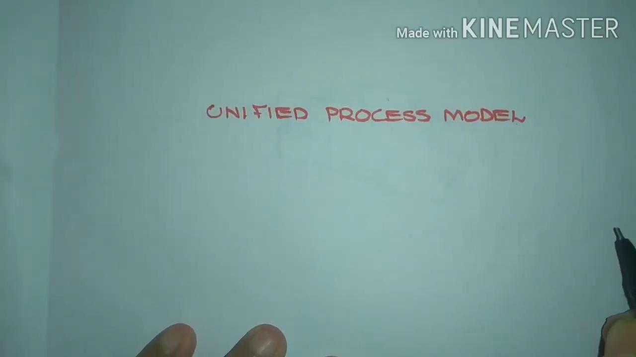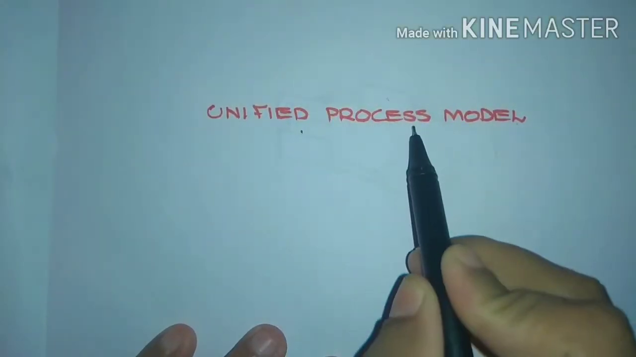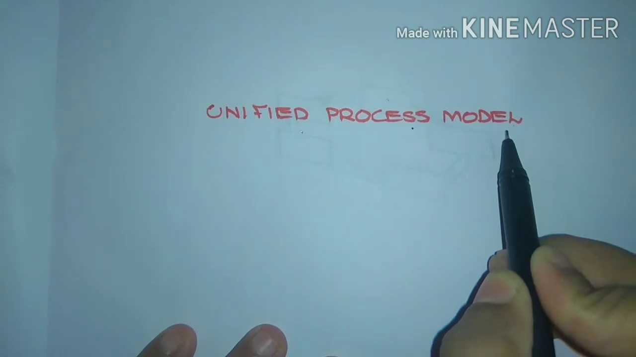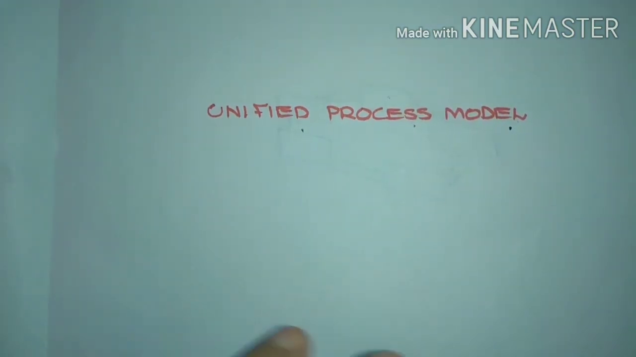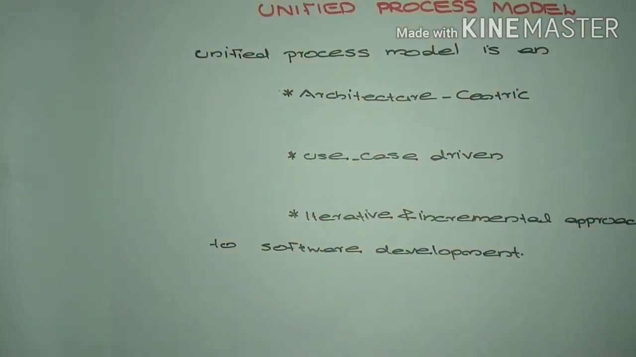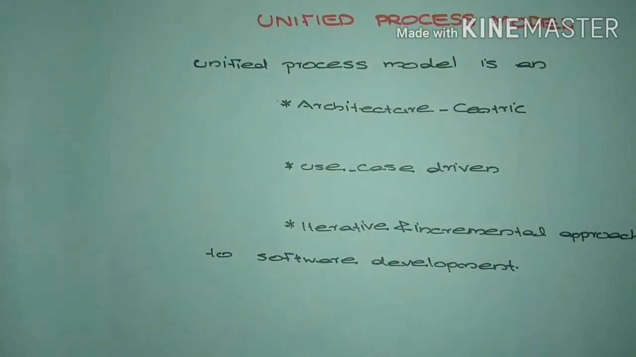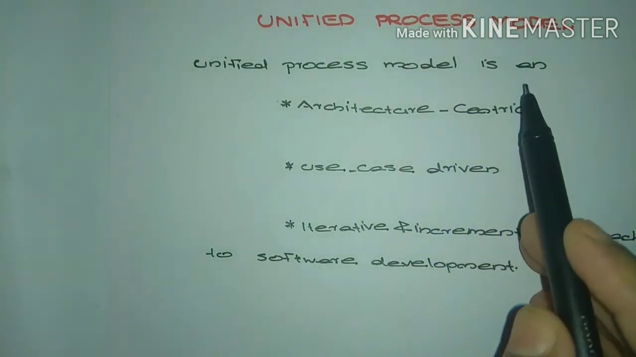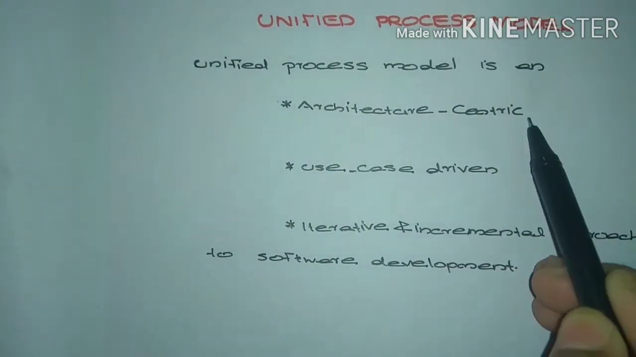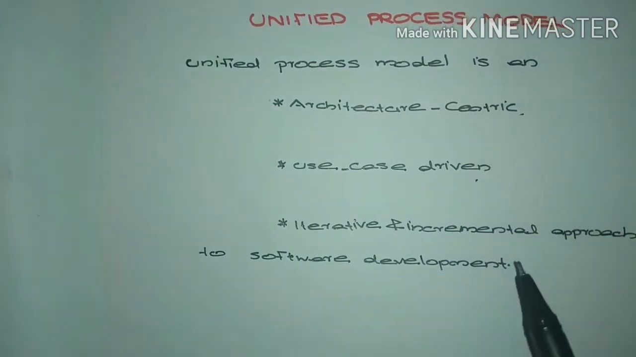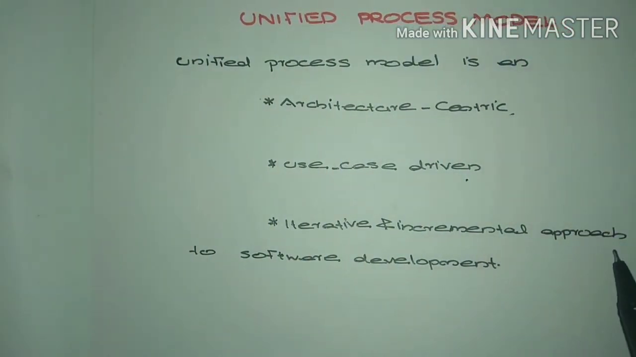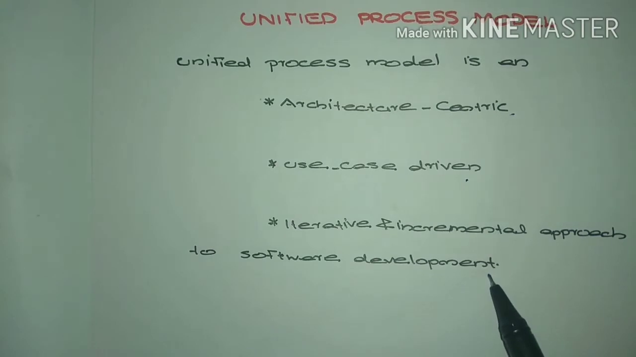Today I am going to discuss the unified process model. First we will see the definition. So what is the unified process model? The unified process model is an architecture-centric, use case driven, iterative and incremental approach to software development.